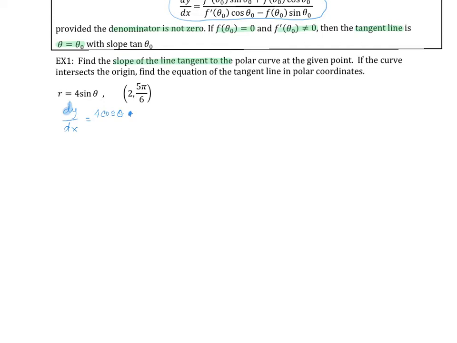So that would be times, and we keep our sine theta. Plus, the function stays the same, so 4 sine theta times cosine theta. All over, the derivative is 4 cosine theta times cosine minus 4 sine theta times sine of theta.